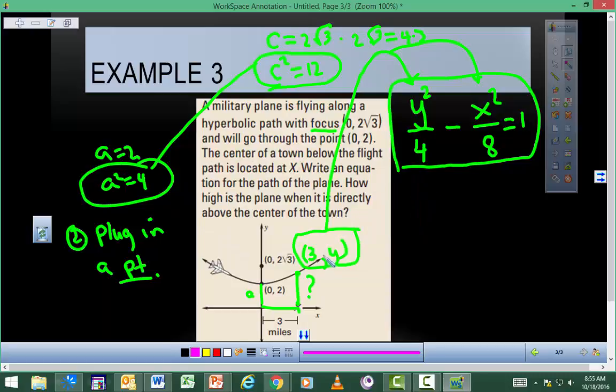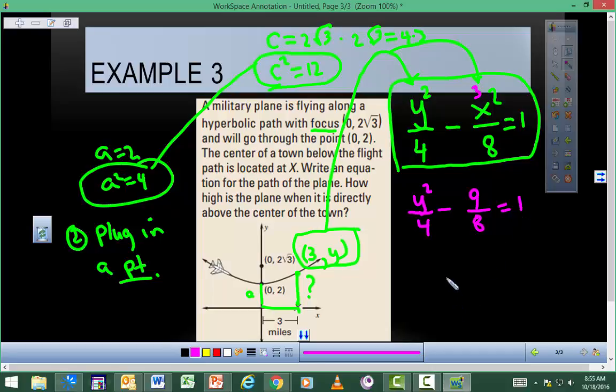So the y coordinate is what I don't know. So that's going to be y squared over 4. The x coordinate, I'm going to put a 3 right there. So that's going to be minus 9, because 3 squared is 9, over 8, is equal to 1.